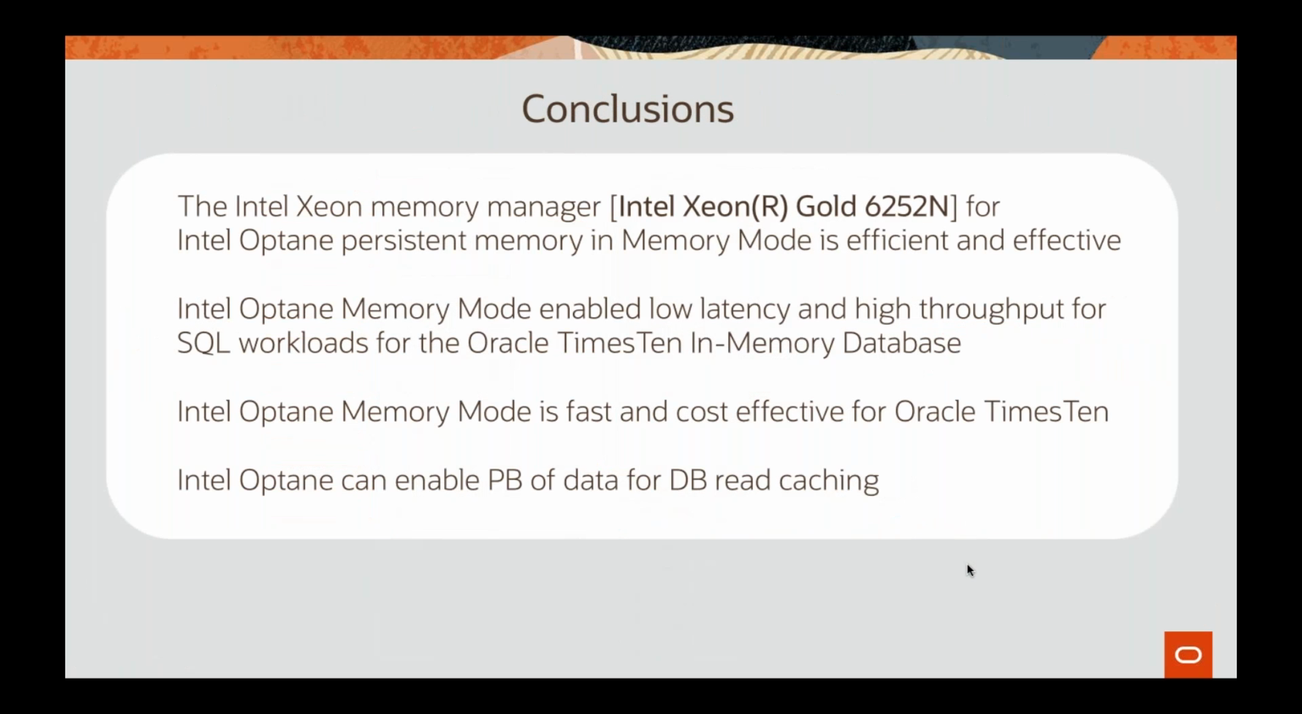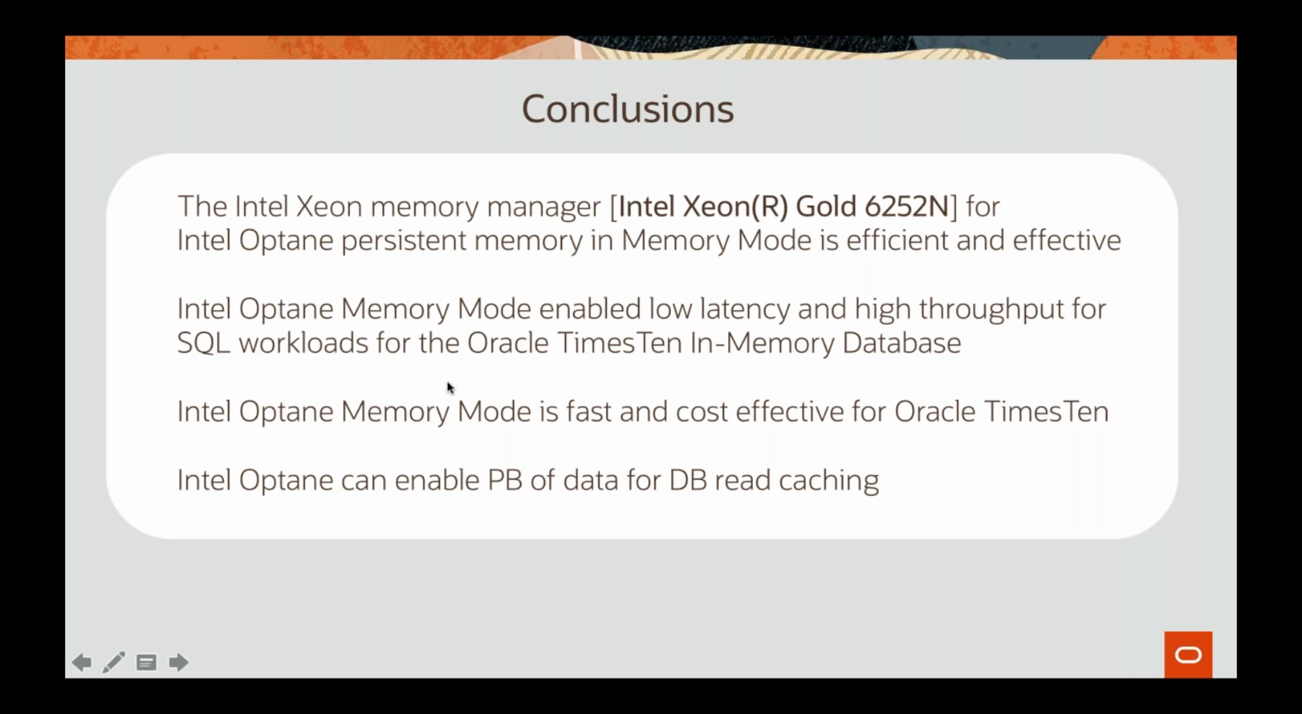So in conclusion, using persistent memory works very well with the TimesTen in-memory database. Why? Because the Intel Xeon memory manager did a very good job of migrating the hot data to DRAM and the colder data to persistent memory. So it's easy to say, but it's hard to do. So I did all my benchmarks to see just how bad it was. It turned out it was really good.